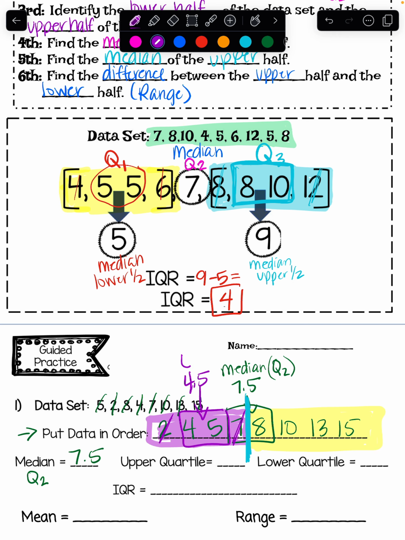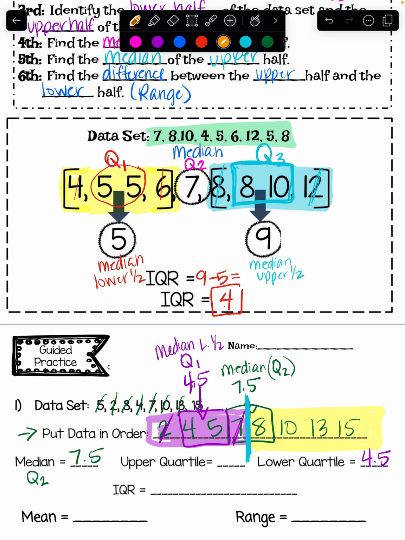And this is my Q1, because they go in order 1, 2, 3, which is also the median of the lower half. So this should be 4.5. I did them backwards. I should have started with the upper half, but it doesn't matter. You're going to do both, so it doesn't matter which one you do first.